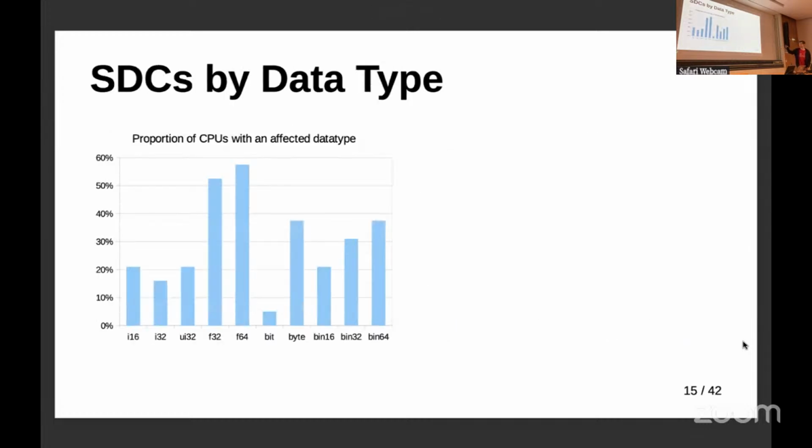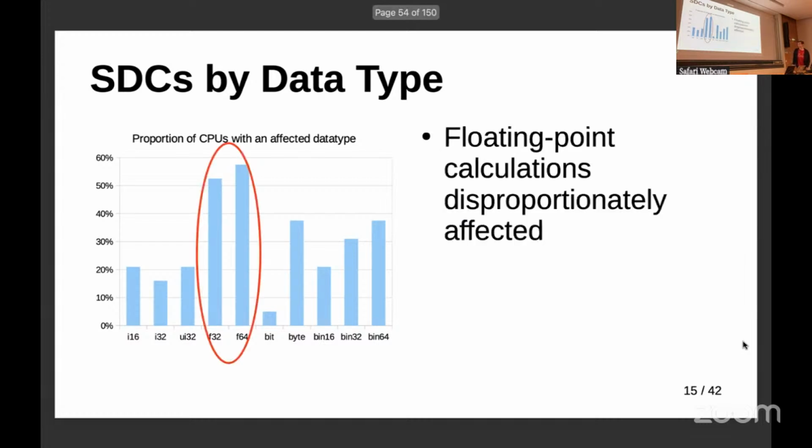Because they then broke down the affected data types. They found that SDCs do affect all data types, but they don't affect them all equally. In particular, floating point operations are affected disproportionately. Their main hypothesis for why this occurs is simply that floating point hardware tends to be more complex than integer hardware.